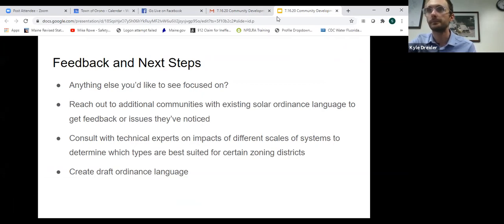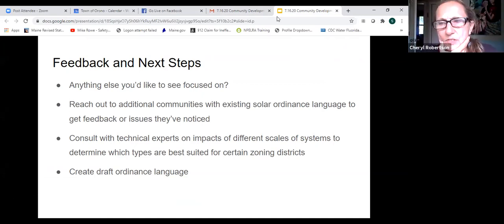Can I ask just a general question? Sure. If a resident installs a solar panel, is that considered a home improvement?